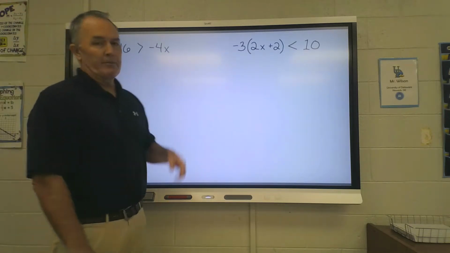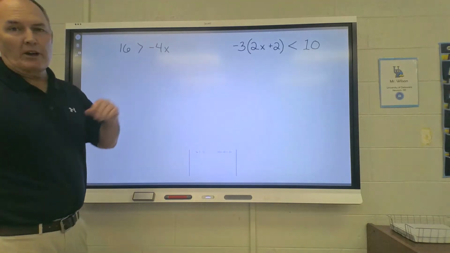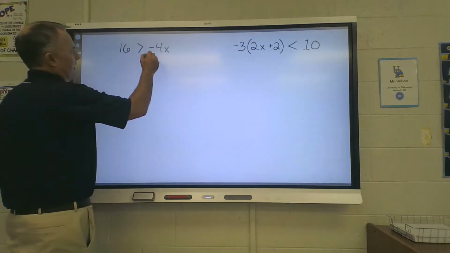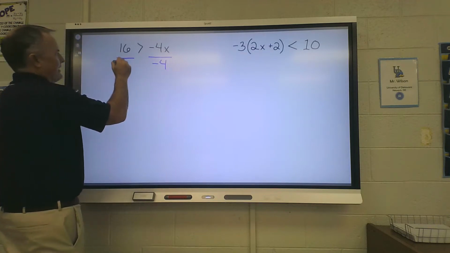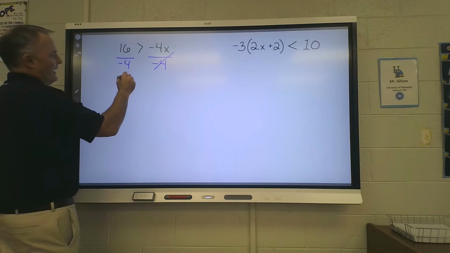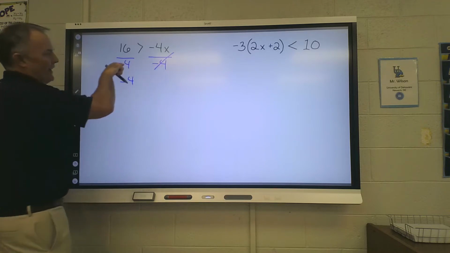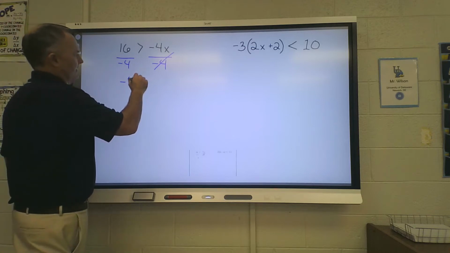Now, what happens if the variable ends up on the other side? All right, we can easily just flip it around. So this is a quick little simple equation. If I divide both sides by -4 to get the x all by itself, that would cancel out. I get -4. Now remember, I divided by a negative. That means the sign has to turn around.